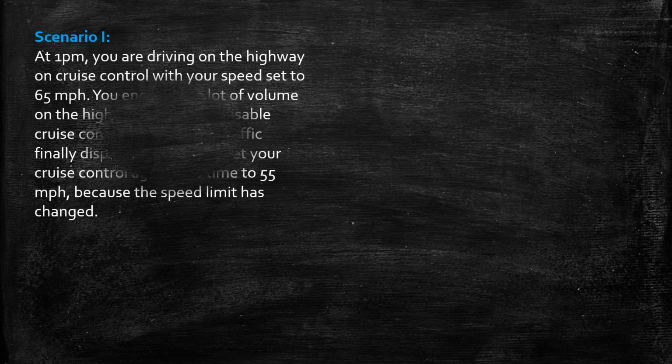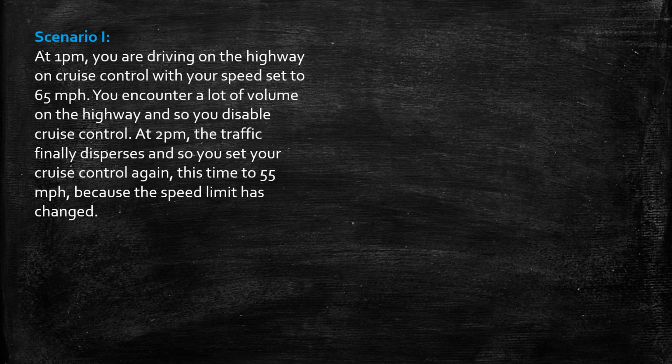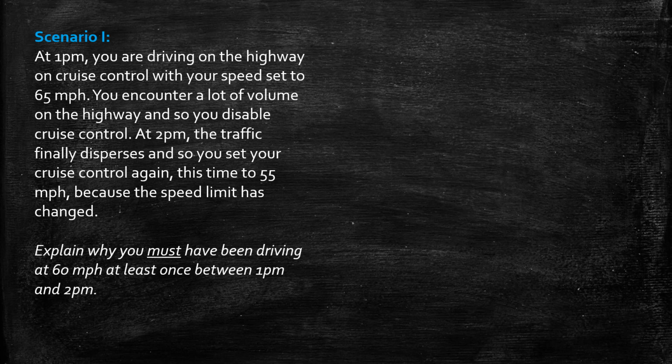So let's get a feel for the intermediate value theorem through a scenario. At 1 p.m. you are driving on the highway on cruise control at 65 miles an hour. You encounter some volumes, so you disable cruise control, and then when you resume at 2 p.m. you set it to 55 miles an hour instead because the speed limit has changed. And we are going to explain why you must have been driving at 60 miles per hour at least once between the time 1 p.m.